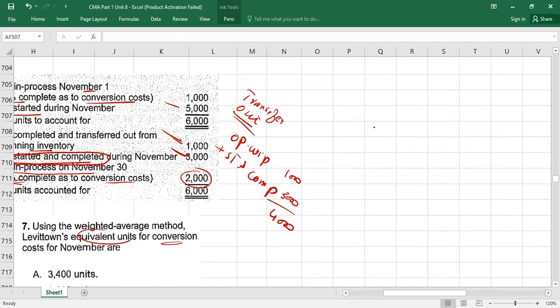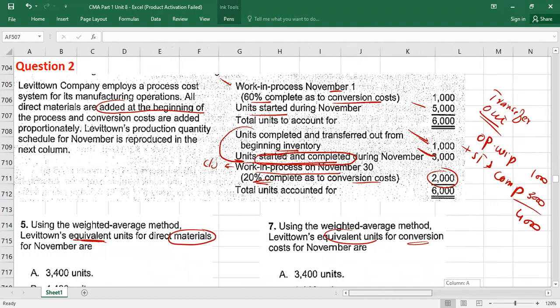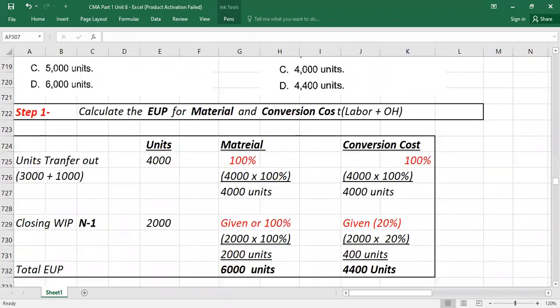So how will you solve the question now? You will help me. So we will make a format. Maybe the format is already made. So what we will do here, guys, we'll write here first units transfer out, which are how much? 4,000. Then I need what? Closing work in process, which is 2,000. It's given in the question, right? Now what? Transfer out will always be 100% for material and 100% for what? Conversion cost. I'll just multiply 4,000 with 100%, it will give you 4,000.